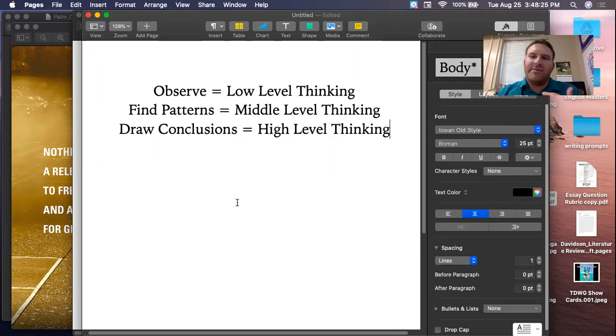Now, if you were to do this via writing, you flip it upside down. Of course, you have an idea that you want to write about. That would be the conclusion that you drew via the reading. You have reasons that you have this idea. Those would be the patterns. And then you have evidence that would support your idea or your reasons. Those would be your observations. So we're going to practice this.